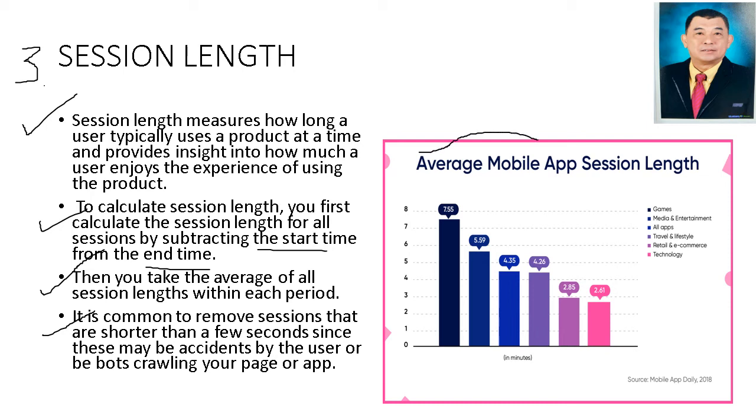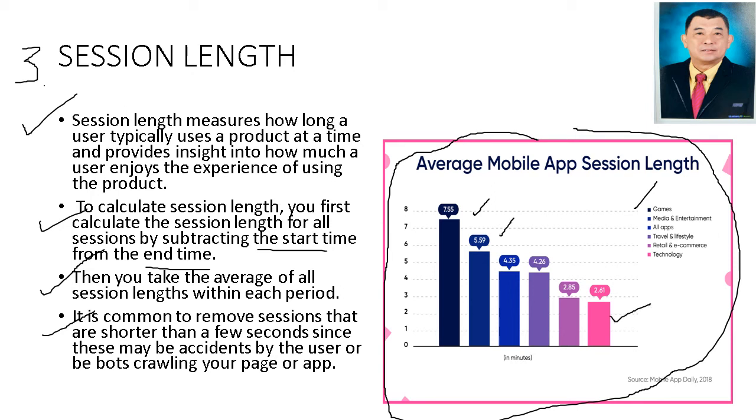This example is an average for a mobile session. You can see that gaming has a 7.55 session length, followed by entertainment and media. And the lowest is this one. So that is the third product engagement metric, which is session length.